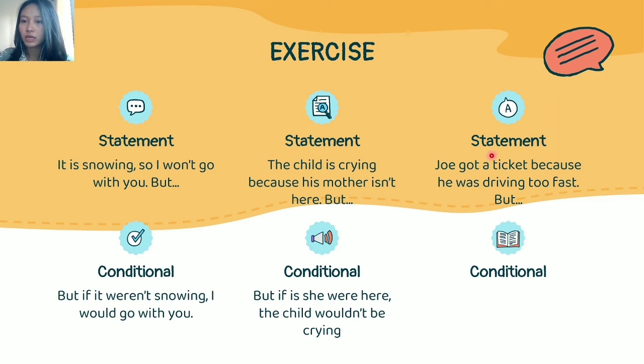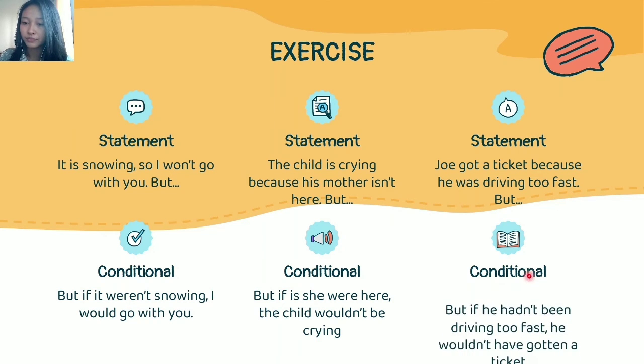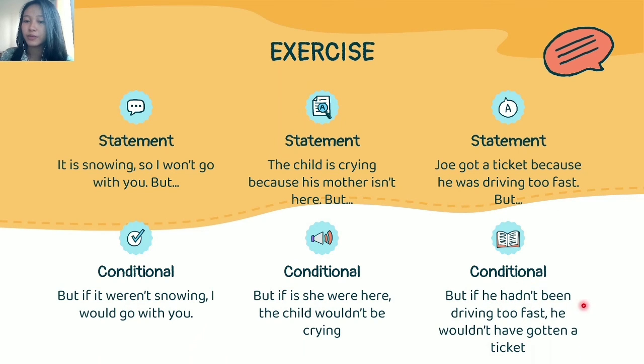So the number 3 statement is, Joe got a ticket because he was driving too fast. But if he hadn't been driving too fast, he wouldn't have gotten a ticket.